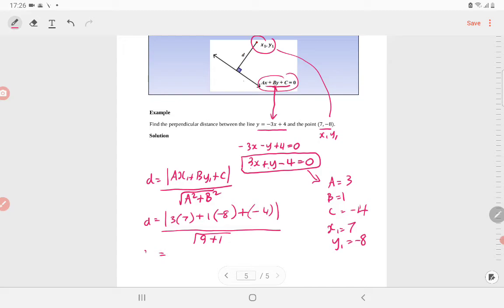So what do we have here? 3 sevens are 21, minus 8, minus 4, an absolute of that divided by root 10. So absolute 21 minus 12, that's going to be 9 on root 10. So that would be the answer. That's the length from the point to the straight line in that question.